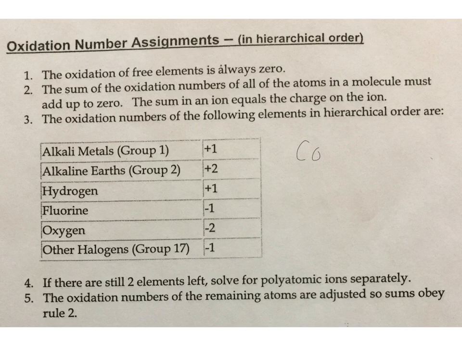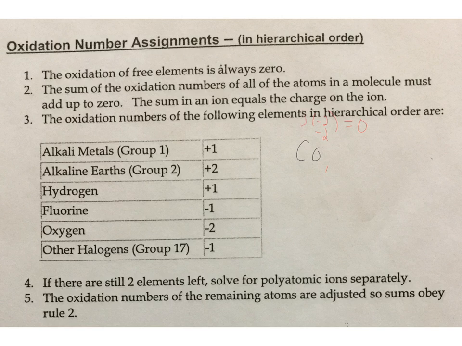Carbon monoxide, if we look at our list of elements here, neither is an alkali metal, neither is an alkaline earth, neither element is hydrogen, fluorine, or, wait a minute, here we go, oxygen. Oxygen gets to be a -2, so we're going to put a -2 oxidation number there. There's only one oxygen, so the total for the oxygen side is -2. According to our rule 2 here, we just said that it has to add up to 0, the total sum of all of the atoms' oxidation numbers.